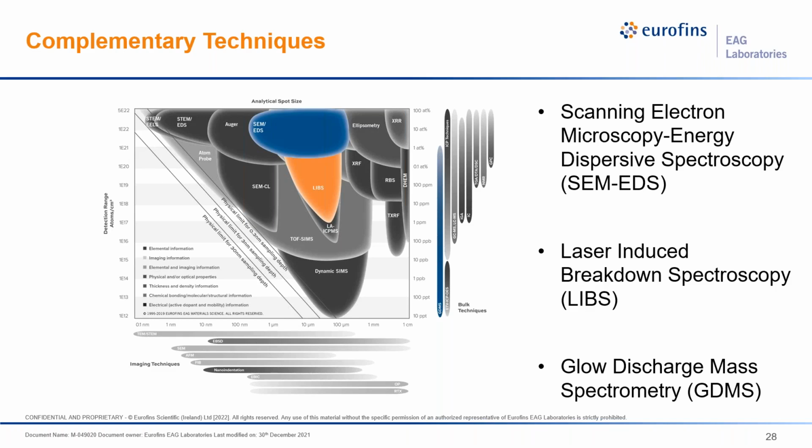And finally, I would be remiss if I did not mention glow discharge mass spectrometry, or GDMS. It's the major technique that we offer here in Syracuse. This is an ideal survey technique for full scan. When you need to measure 40 to 60 elements on a solid sample, this is typically where you want to start in most cases.